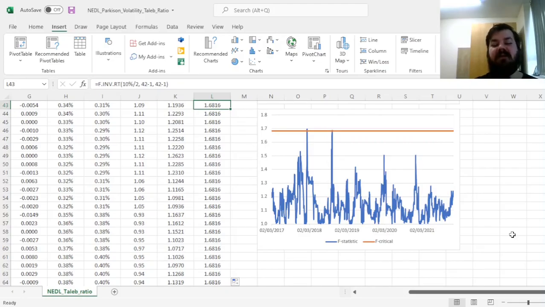And that's how you apply Parkinson volatility and close to open volatility to the Taleb ratio alongside some basic hypothesis testing using the F distribution, to test for market efficiency, or if you detect inefficiency, you can quite easily and intuitively check whether it's trending, persistent, or mean reverting, anti-persistent.